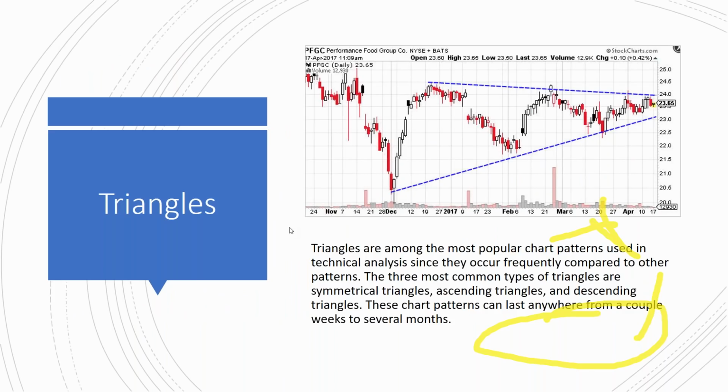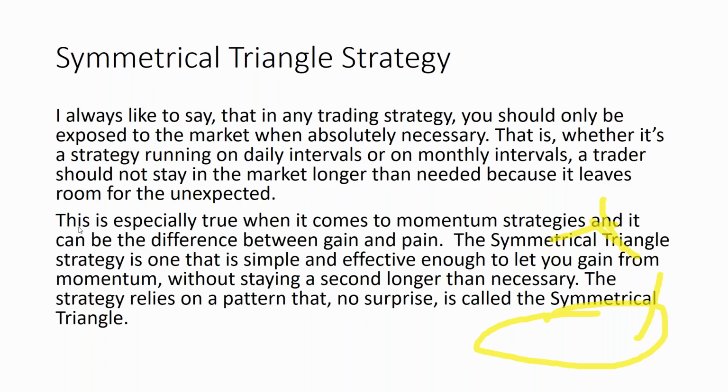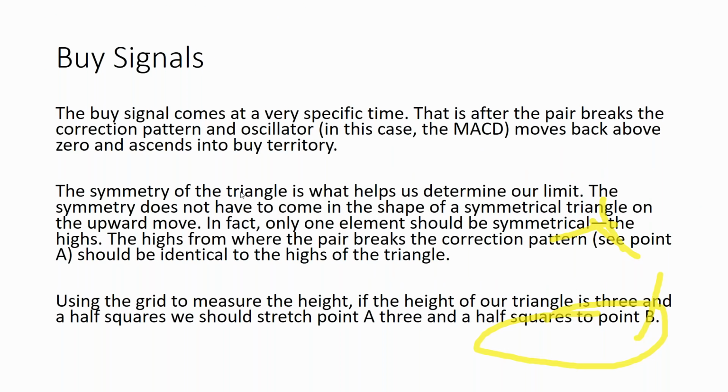Triangles are among the most popular chart patterns used in technical analysis since they occur frequently compared to other patterns. The three most common types of triangles are symmetrical, ascending, and descending. A symmetrical trading strategy is one that is simple and effective enough to let you gain from the momentum without staying a second longer than necessary. The strategy relies on a pattern that, no surprise, is called a symmetrical triangle. When we see this form and price breaks out of that triangle to the upside, then we have a continuation. If it breaks out to the downside, we have a reversal signal.